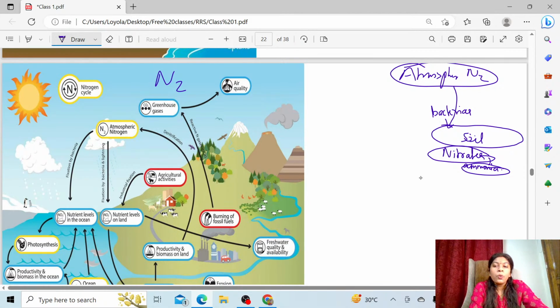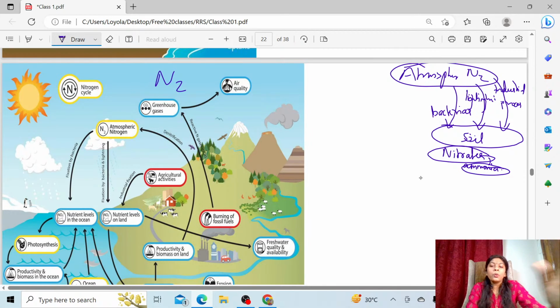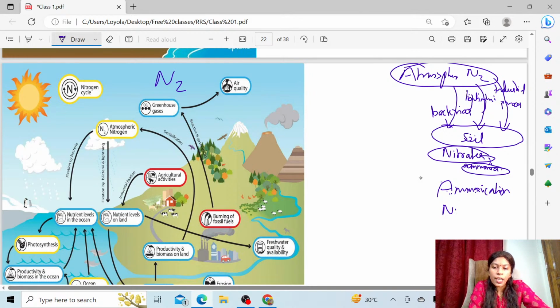Okay, so here, apart from the bacteria, sometimes nitrogen is fixed due to lightning also. Or due to industrial processes, the atmospheric nitrogen reaches the soil. Again, there are a lot of processes which take place in the nitrogen cycle, like ammonification, nitrification. These are the important processes. There are a lot of processes: nitrification, denitrification.